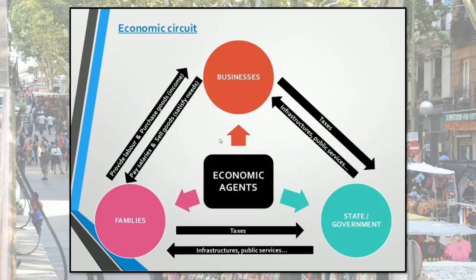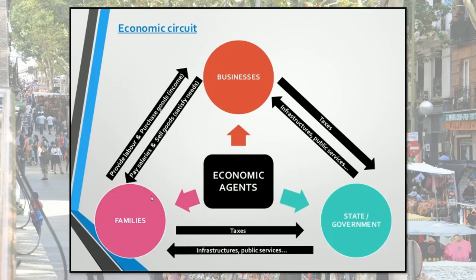Then we have the economic agents. What are they? They are the subjects in charge of carrying out the economic activity. The relationship between these three economic agents forms the so-called economic circuit. So first, which are these agents? We have the companies or businesses, the private sector, which are the basic units of production of economic goods. They produce the goods, they distribute them, and they sell them to the consumers.